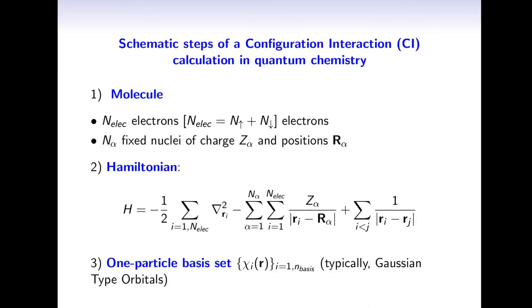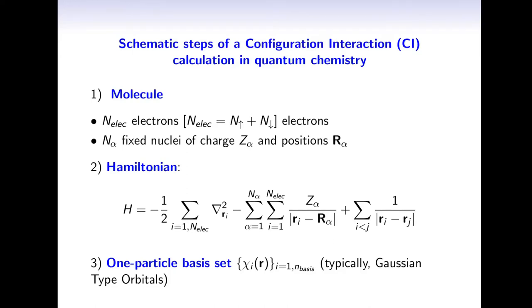And in the framework of that kind of calculation, we know that a molecule is just a few numbers, which essentially is a number of fixed nuclei, the charge of these nuclei, the position, and the total number of electrons. And usually we distinguish between alpha, beta, or up, down electrons, of course. So the molecule is well defined. The Hamiltonian also, in our standard non-relativistic nuclei approximation, is the standard Coulombic potential with repulsion between electrons and attraction between electrons and nuclei.